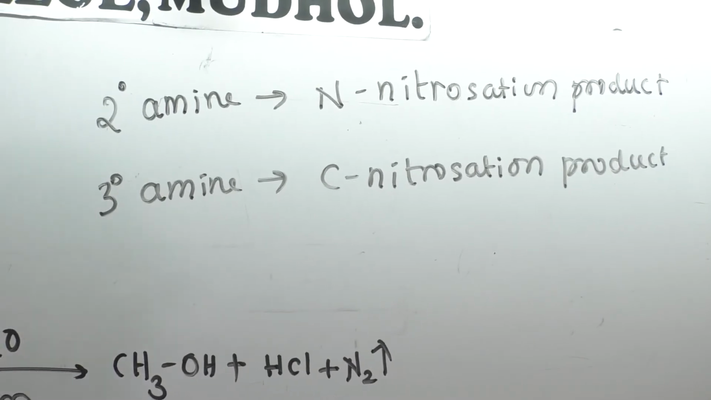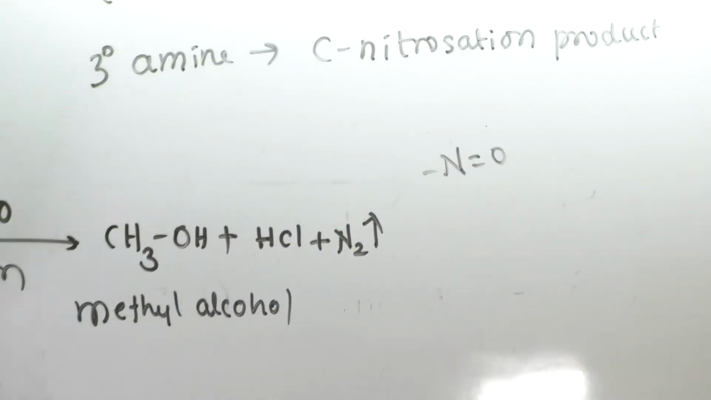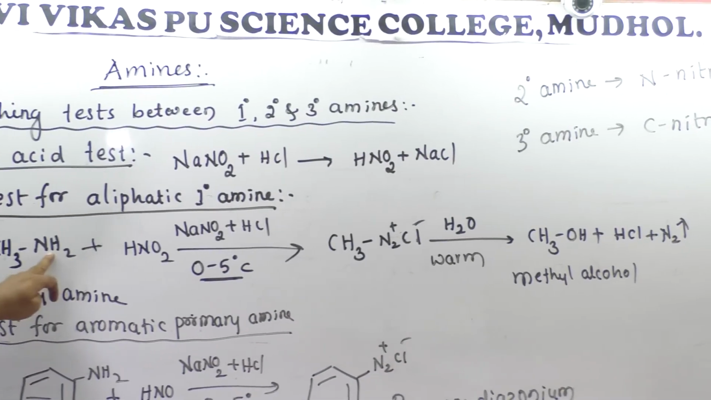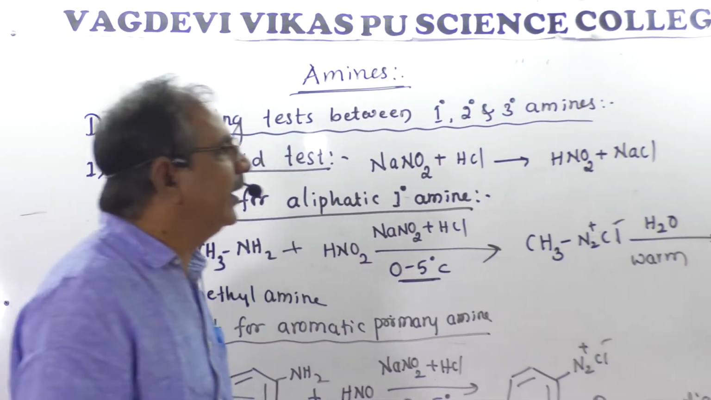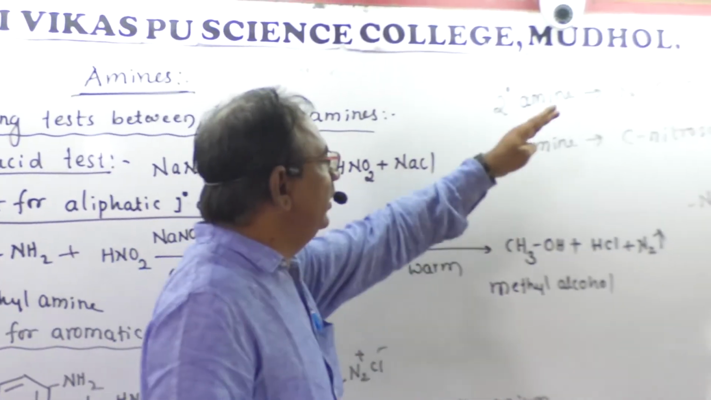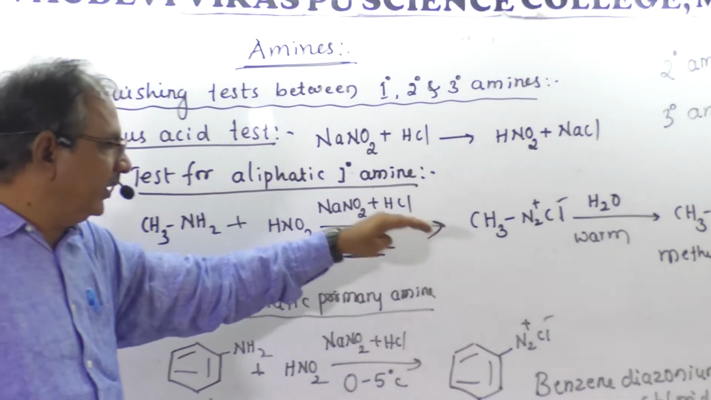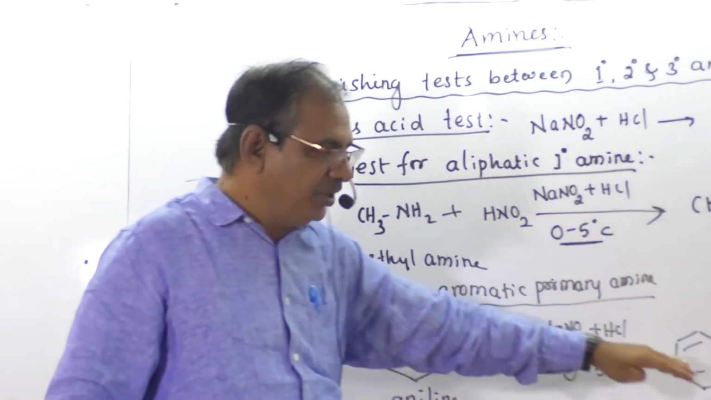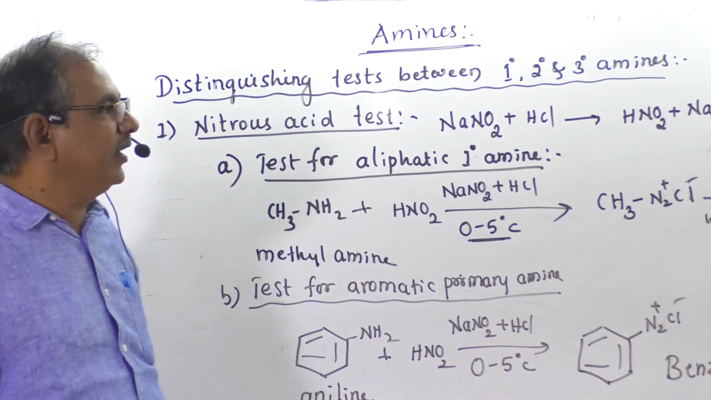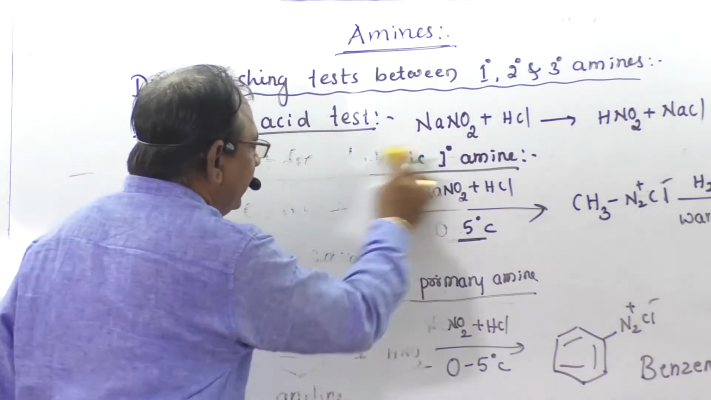Nitrosation here means an NO group attached to the nitrogen atom of the amine group; then that is called N-nitrosation. We will give the reactions for N-nitrosation and C-nitrosation. First you can write down these two reactions. If alcohol is formed, it is an aliphatic primary amine. If benzene diazonium chloride is formed, it is an aromatic primary amine. Then secondary and tertiary amines are classified again by the nitrous acid test. See here.